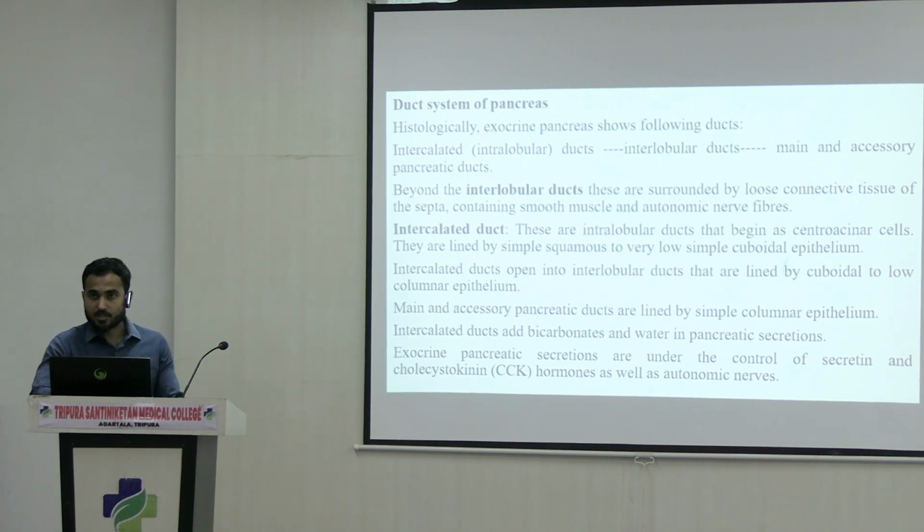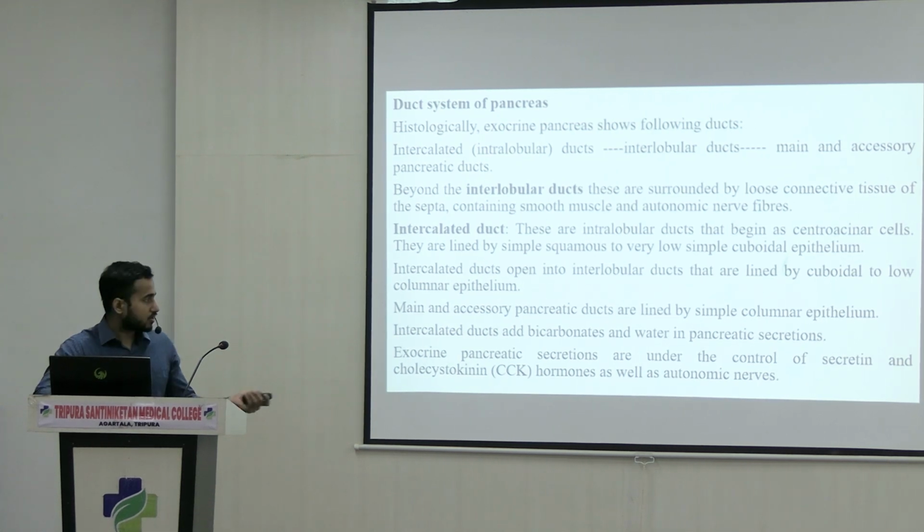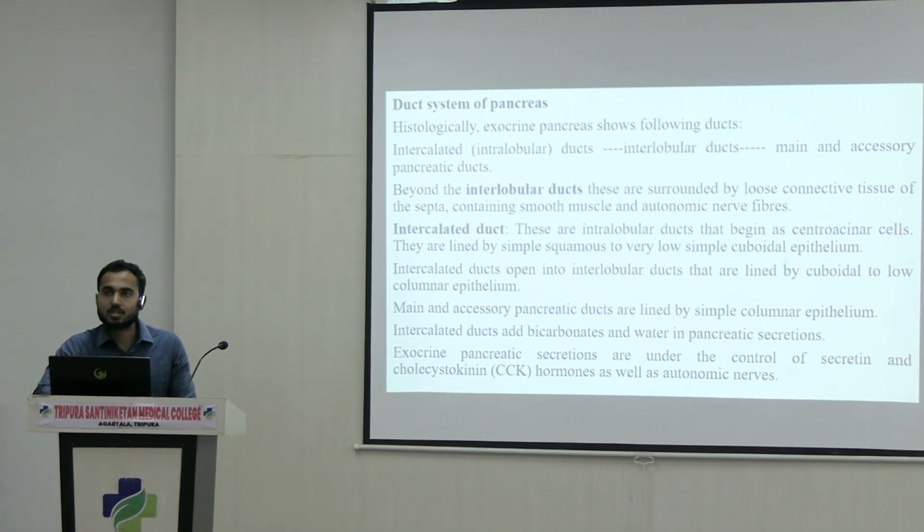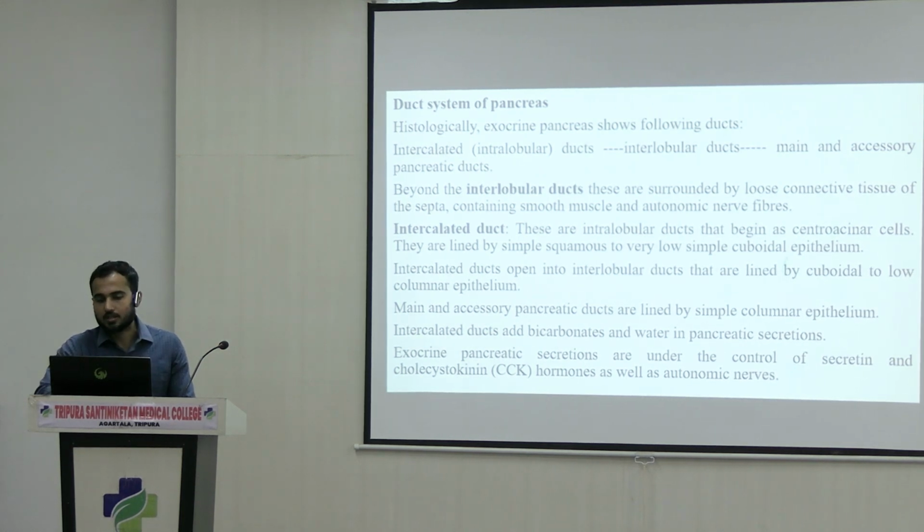The exocrine secretion is under control, and how is it controlled? It is controlled by secretin and cholecystokinin hormones as well as the autonomic nerves. So these are the hormones which are controlling, and along with that the autonomic nervous system is also controlling the exocrine secretion.